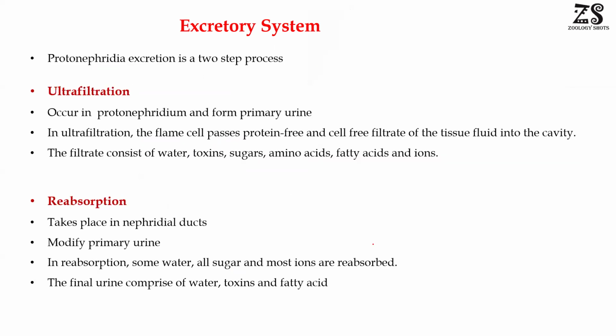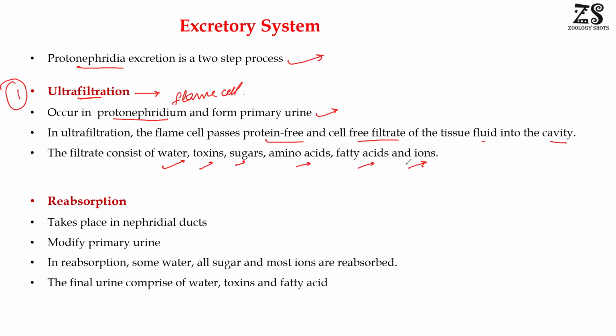Now let's discuss how this excretion occurs. So protonephridial excretion is a two-step process. First is your ultrafiltration, which is performed by your protonephridium or your flame cells. After ultrafiltration, your primary urine is formed. In ultrafiltration, flame cells pass a protein-free and cell-free filtrate of the tissue fluid into the cavity.